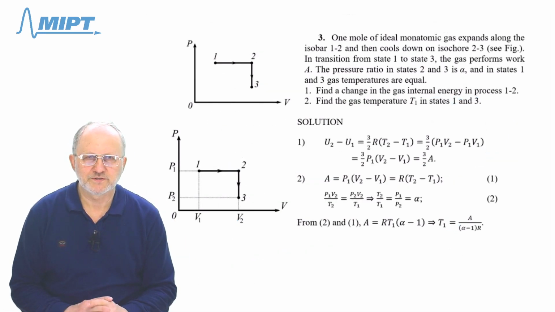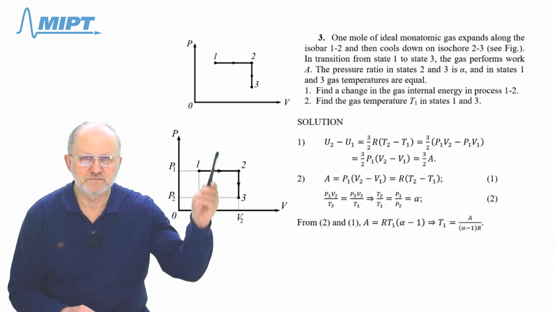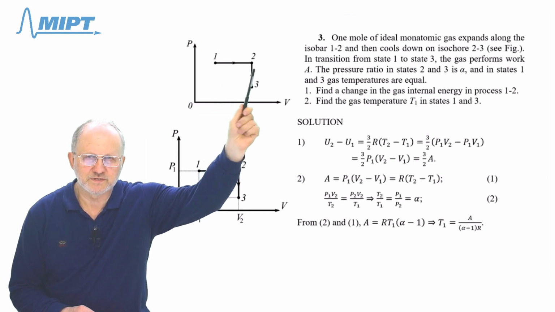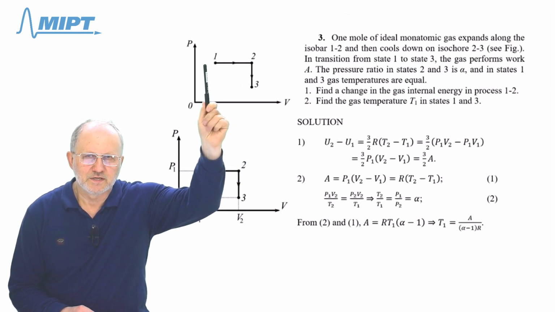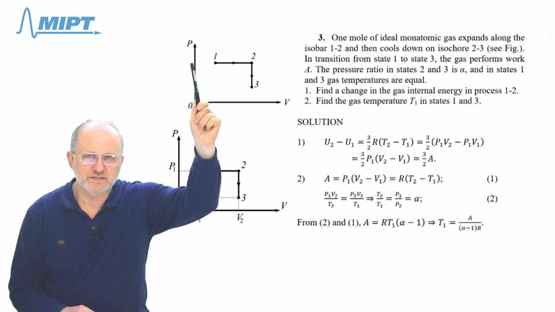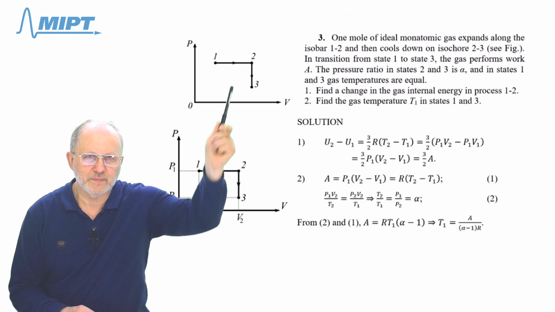Now problem number 3. 1 mole of ideal monatomic gas expands along the isobar 1, 3. So on the picture, this expansion is shown by this line. During this process, the pressure of the gas remains constant.